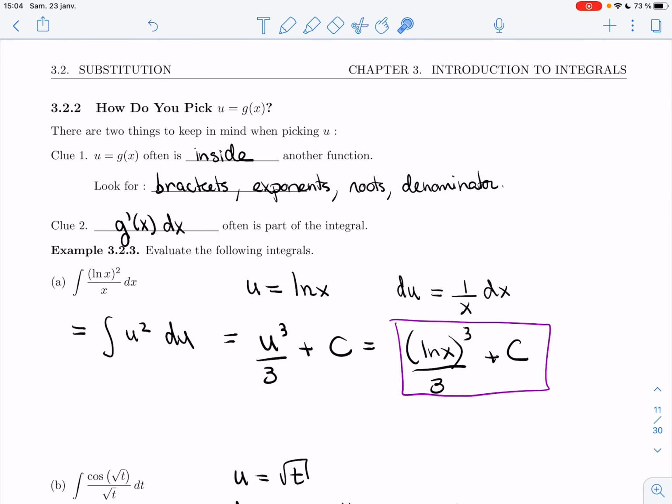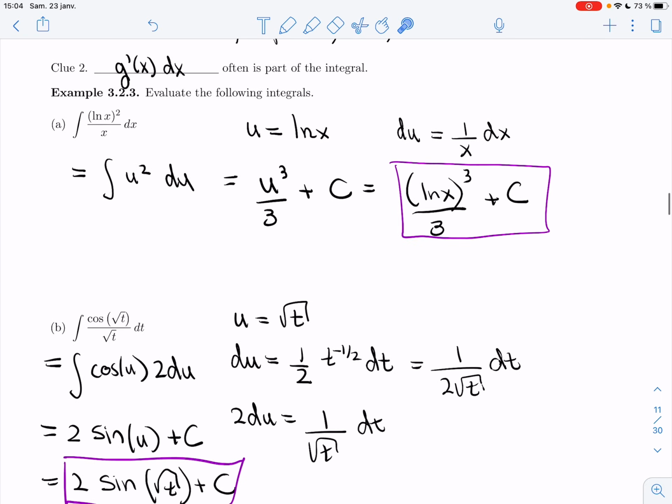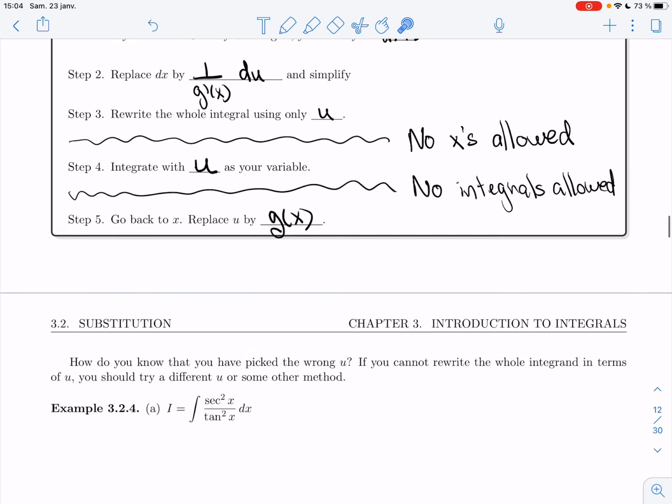When you're trying to pick u, clue number one: u is inside another function, inside brackets, inside an exponent, inside roots, inside the denominator. Clue number two: you should be able to spot g prime of x inside the integral somehow. So g prime of x dx is inside the integral. We saw a bunch of examples. Let's look at two more.